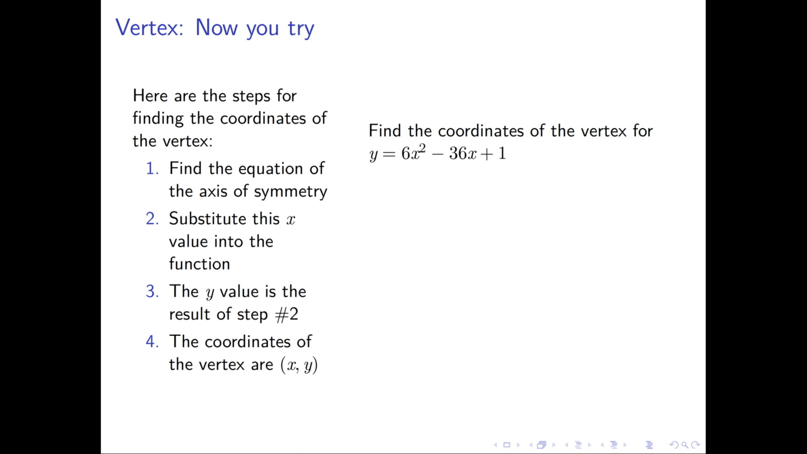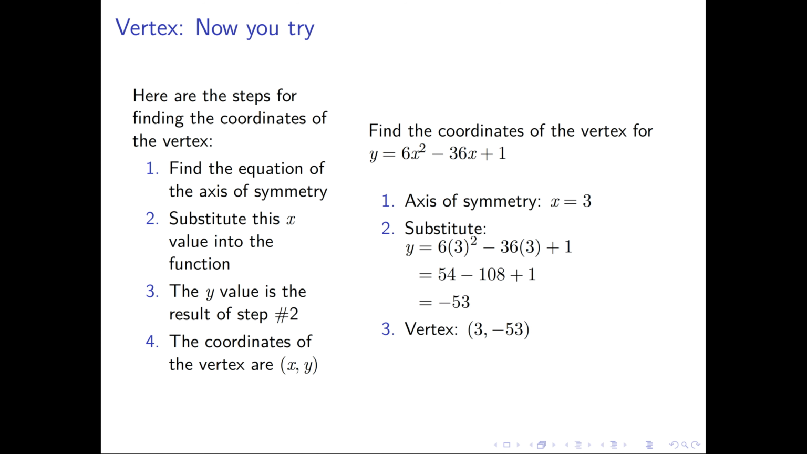And finally, I'd like you to do the same thing for 6x² - 36x + 1. Again, we've already found the axis of symmetry, so you can use that in this computation. Stop the video, do the work, and restart when you're finished. Okay, and here's a quick look at the result. Always notice that the vertex is a pair of coordinates and should be written just as you've seen it, with parentheses around it and the 2 coordinates there.